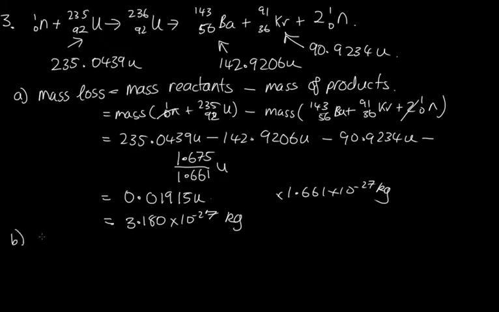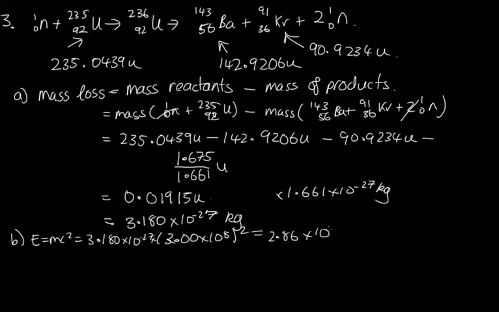And now in part B, we're asked to calculate the amount of energy released. So this is just going to be mc squared, where m is the mass lost, so that's this. 3.180 times 10 to the minus 27 times 3.00 times 10 to the 8 squared gives us an answer of 2.86 times 10 to the minus 11 joules. And we can convert this into electron volts if we want by dividing by 1.602 times 10 to the minus 19. So this is equal to 1.79 times 10 to the 8 electron volts, or 179 mega electron volts.